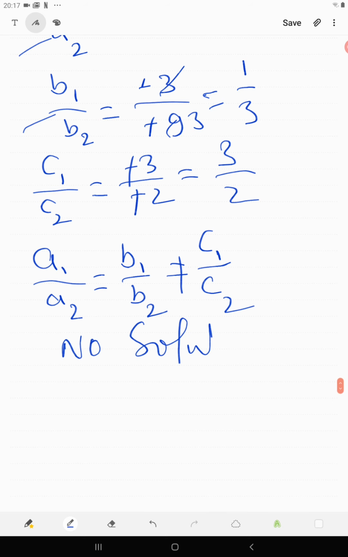This we know. If a1 by a2 equals to b1 by b2 is not equals to c1 by c2, then there will be no solution. If it is a1 by a2 equals to b1 by b2 equals to c1 by c2, then infinitely many solutions. And if it is a1 by a2 not equals to b1 by b2, then only we will have a unique solution. So in this case we have no solution. Hence we will stop over here.